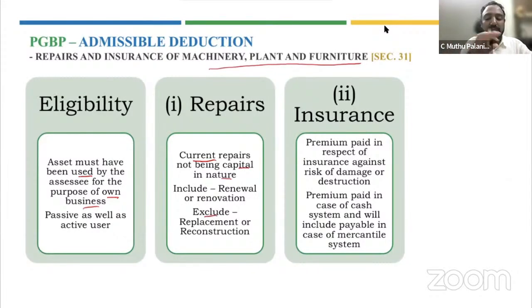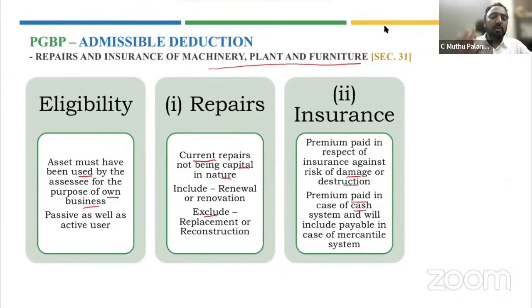And what about insurance? I need not tell you. It is only for damage or destruction. Any insurance covered in PGBP can only be for damage or destruction, so such insurance is also covered. And when you say insurance, premium paid in case of cash system, and payable is also included in case of mercantile system. If you are following cash system of accounting, only paid is allowed. If you are following mercantile system, payable is also allowed. That's a very basic accounting policy, so I need not stress on that.